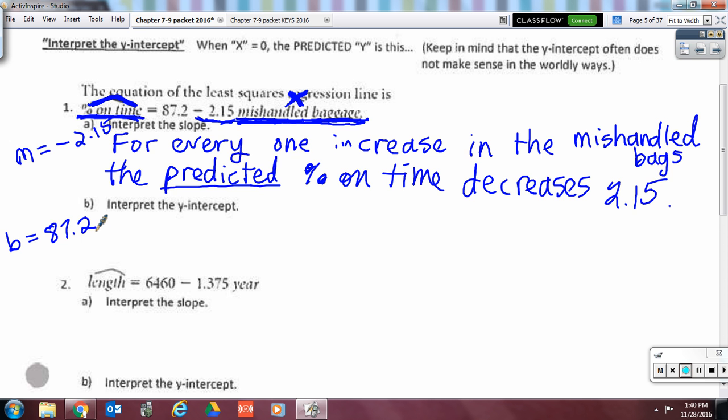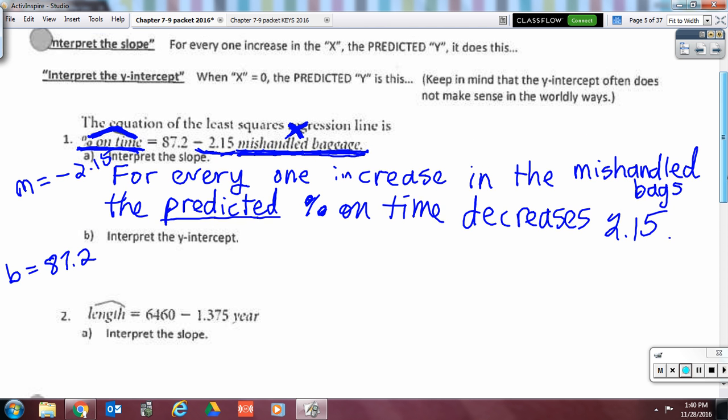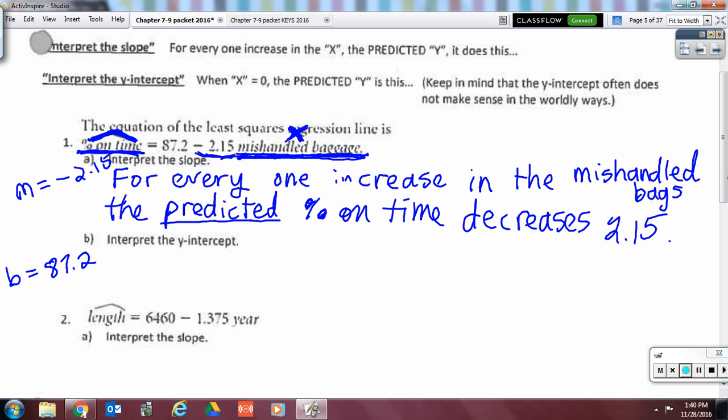Think about where the y-intercept is. Let's think of a graph here. The y-intercept occurs on the y-axis when the x value is 0. So look at this phrase: interpret the y-intercept when x is 0, the predicted y is this.